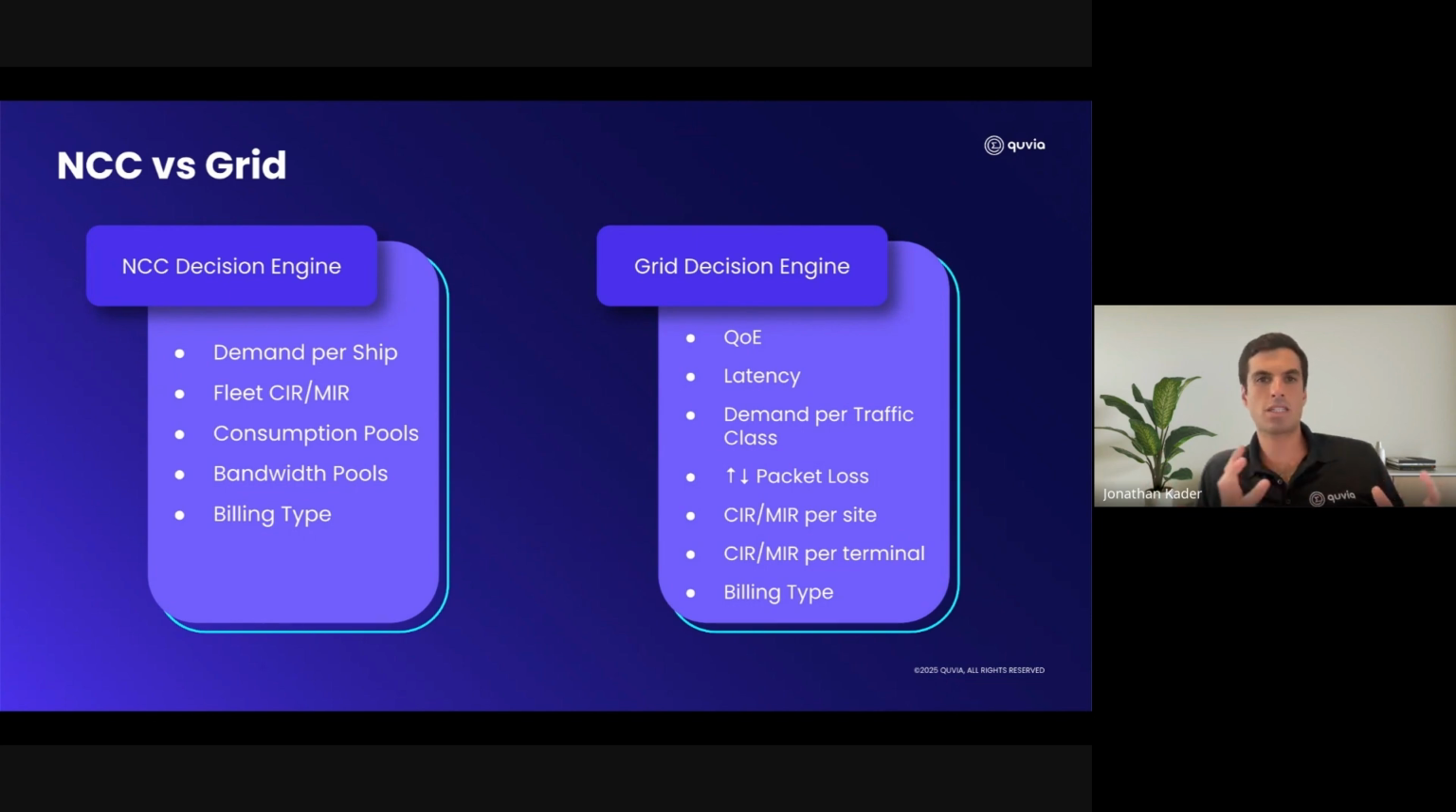So you can imagine that the decisions that we're making are slightly different. Grid is a bit more real time based on the information we have in that moment, and NCC is taking a broader view, looking at historical trends, looking at itineraries and the different types of plans that you have on board.